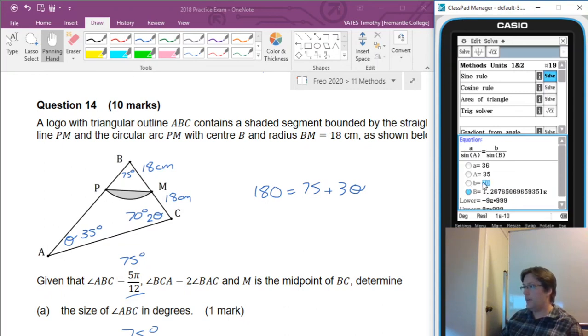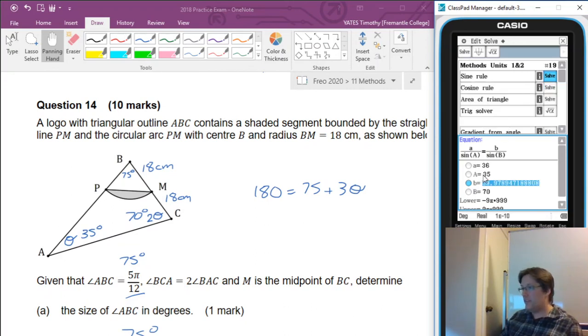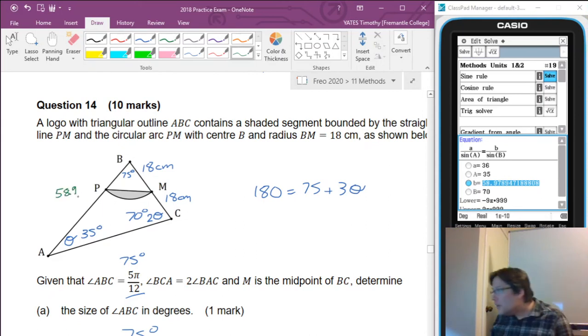Oh, oops, wrong way around. That should be the unknown. This one here is 70. I got these the wrong way around. It obviously couldn't find it. So let's just check I got those. 35 is our angle, 70 is our angle. Yep. 58.97... 978. So I'm just going to call it 98.